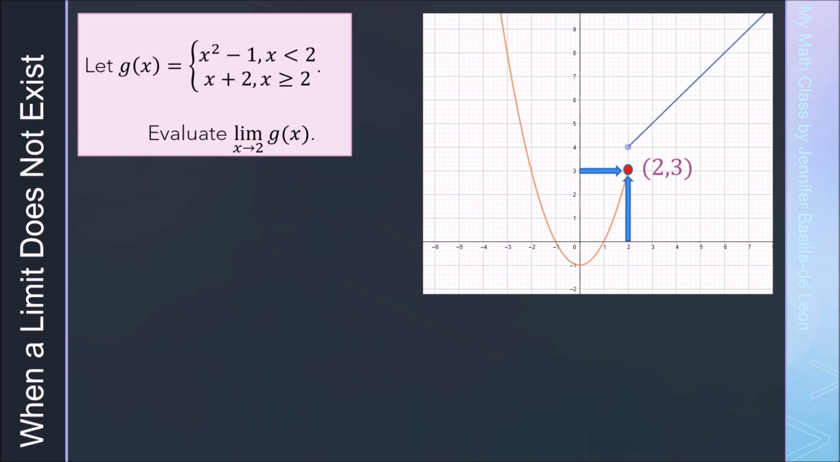Let's verify our answer using a table of values. Note that you can choose any value for x as long as it satisfies the conditions. Looking at the set of conditions, we will consider the function defined at x is less than 2. Hence, we will be evaluating the limit of x squared minus 1 as x approaches 2 from the left.